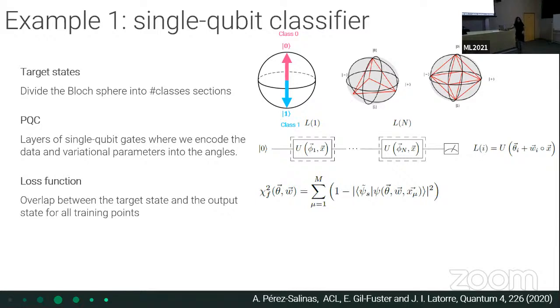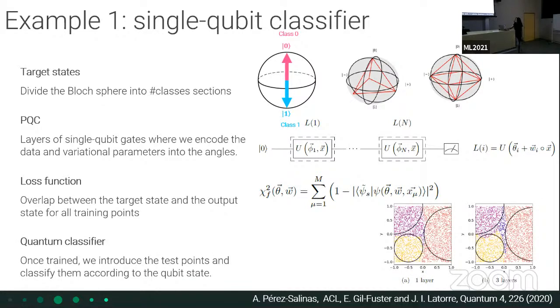Next step is to define the loss function. In this case, the loss function will be the overlap between our training point and the corresponding label. So if we start with a class zero state, we will compute the overlap between our quantum state and the zero state and sum over all possible overlaps. So in the end, you have a big loss function that you can optimize classically. And finally, you apply that for a quantum classifier.